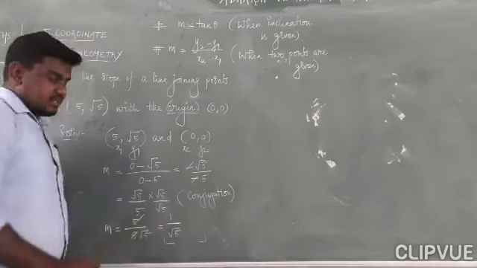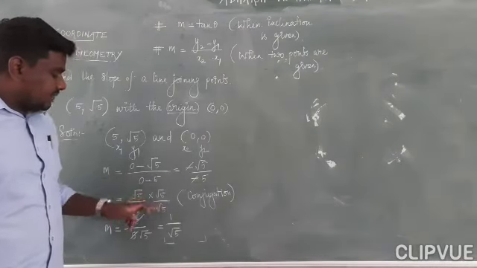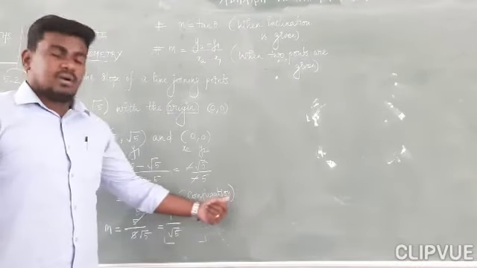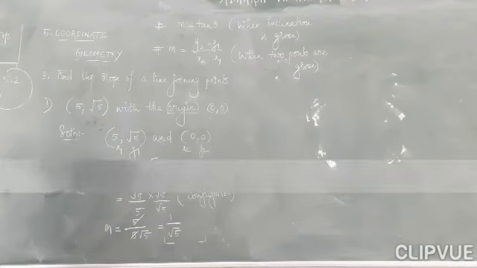This is called conjugate. Actually, here I multiplied and divided by that numerator. It is the method called conjugation. Okay, let's move on to the next question.